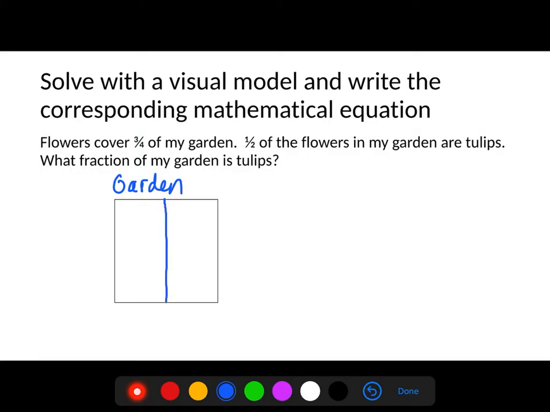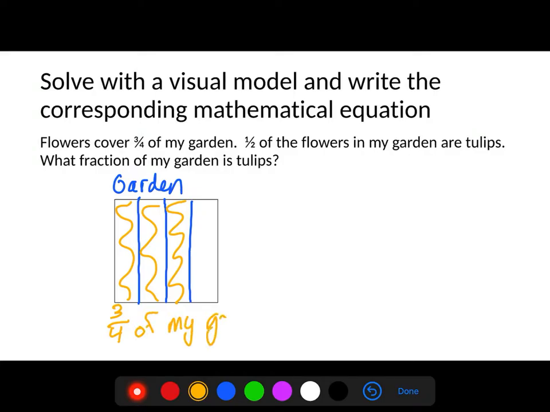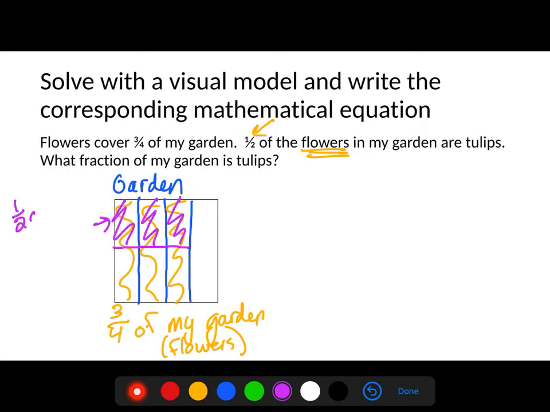So here we go. We'll cut it into fourths and shade 3 of the 4 parts, and this will be 3/4 of my garden. And the 3/4 of my garden represents where I have flowers. So now I have a picture of where I have flowers, and I can use the 1/2. Half of the flowers would be right here. So this is half of the flowers. Or, stepping back a moment, half of 3/4 of my garden.